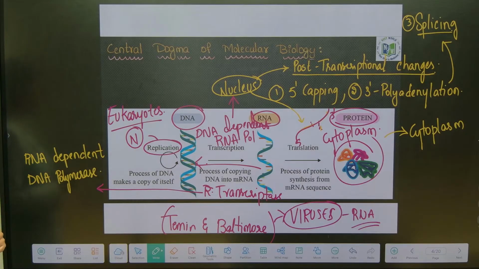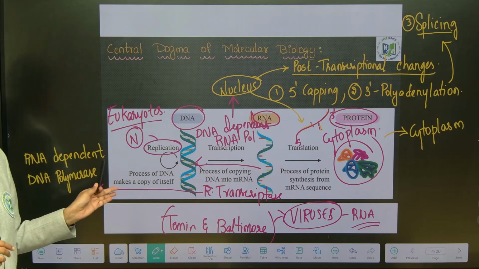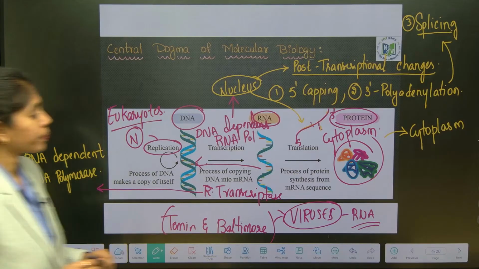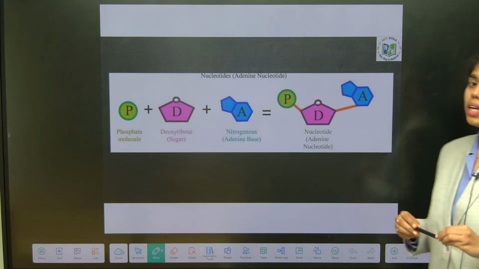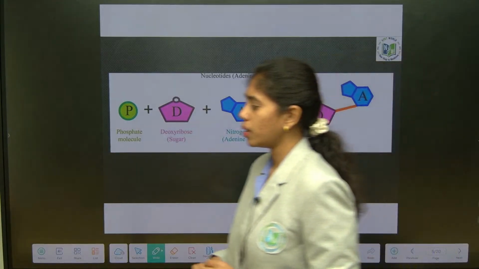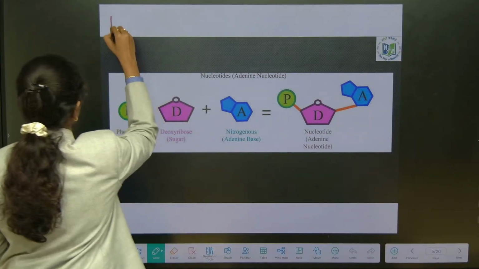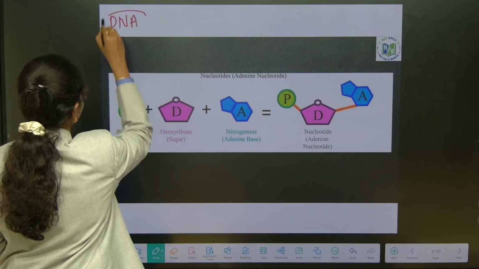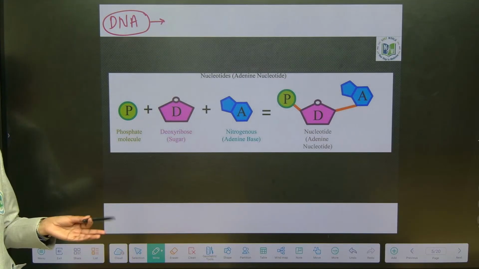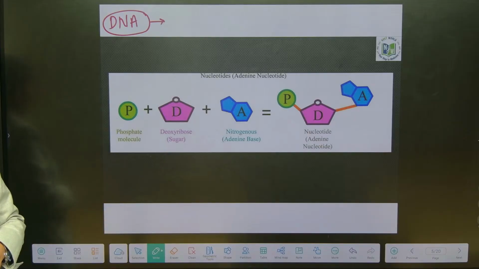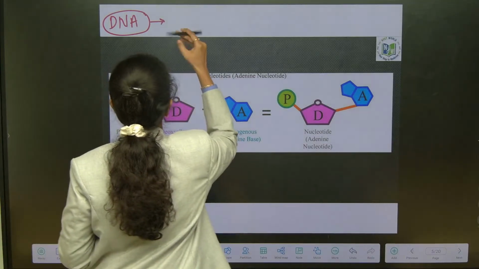Clear? Any doubts anywhere? So you are clear with the central dogma of molecular biology with complete locations and sites of reactions, both in prokaryotic cells and in eukaryotic cells. Now, what is DNA actually? You tell me what is DNA? I didn't ask you the full form. Can I address DNA or the nucleic acid as a polymer of nucleotides? Is this a polynucleotide chain? Yes, this is a polynucleotide chain.